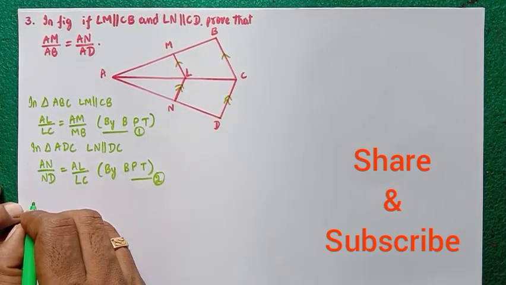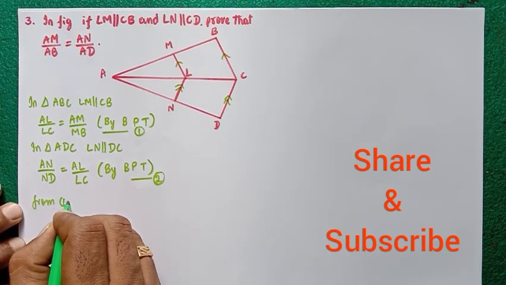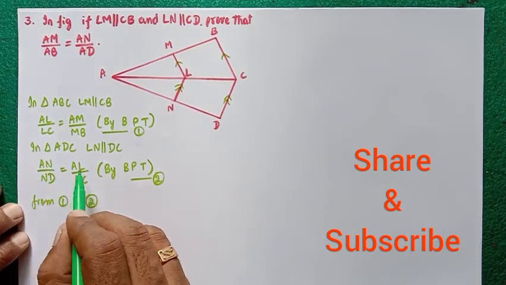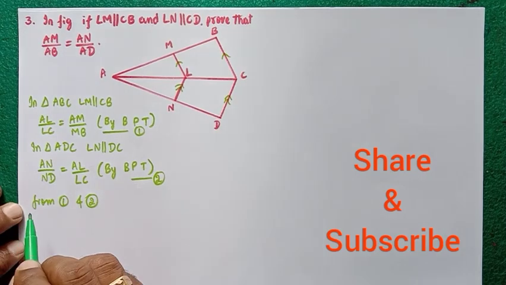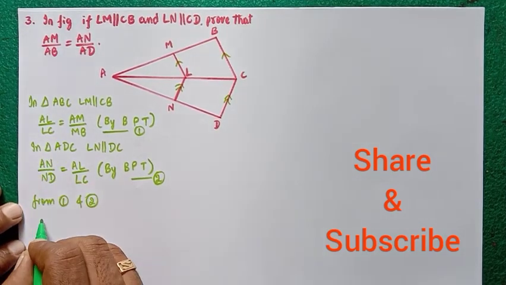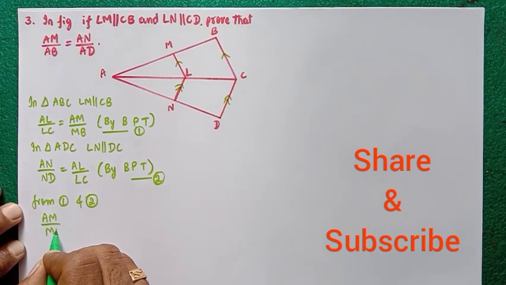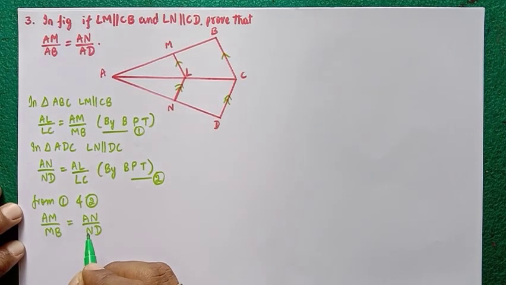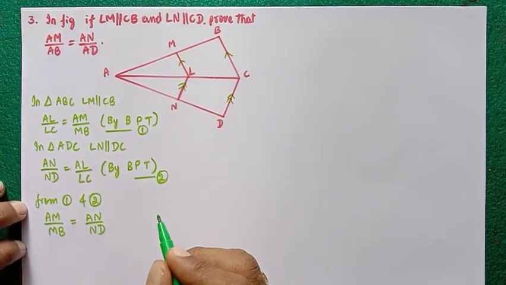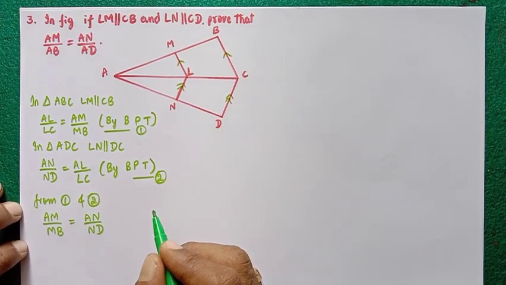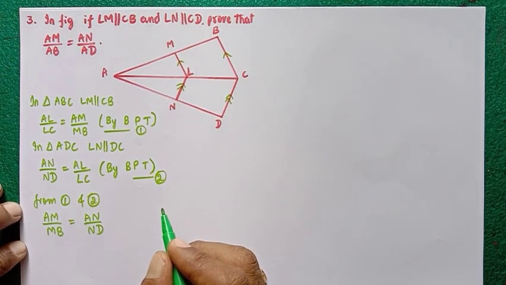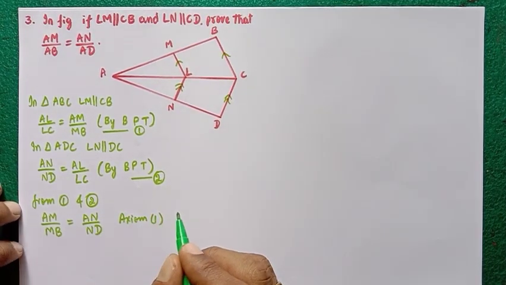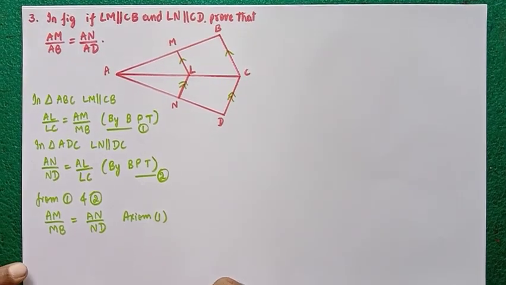So what happens from 1 and 2? Here AL by LC is there in both. So we can write AM by MB is equal to AN by ND, by axiom 1, which you have studied in earlier classes: the things which are equal to the same thing are equal to one another.